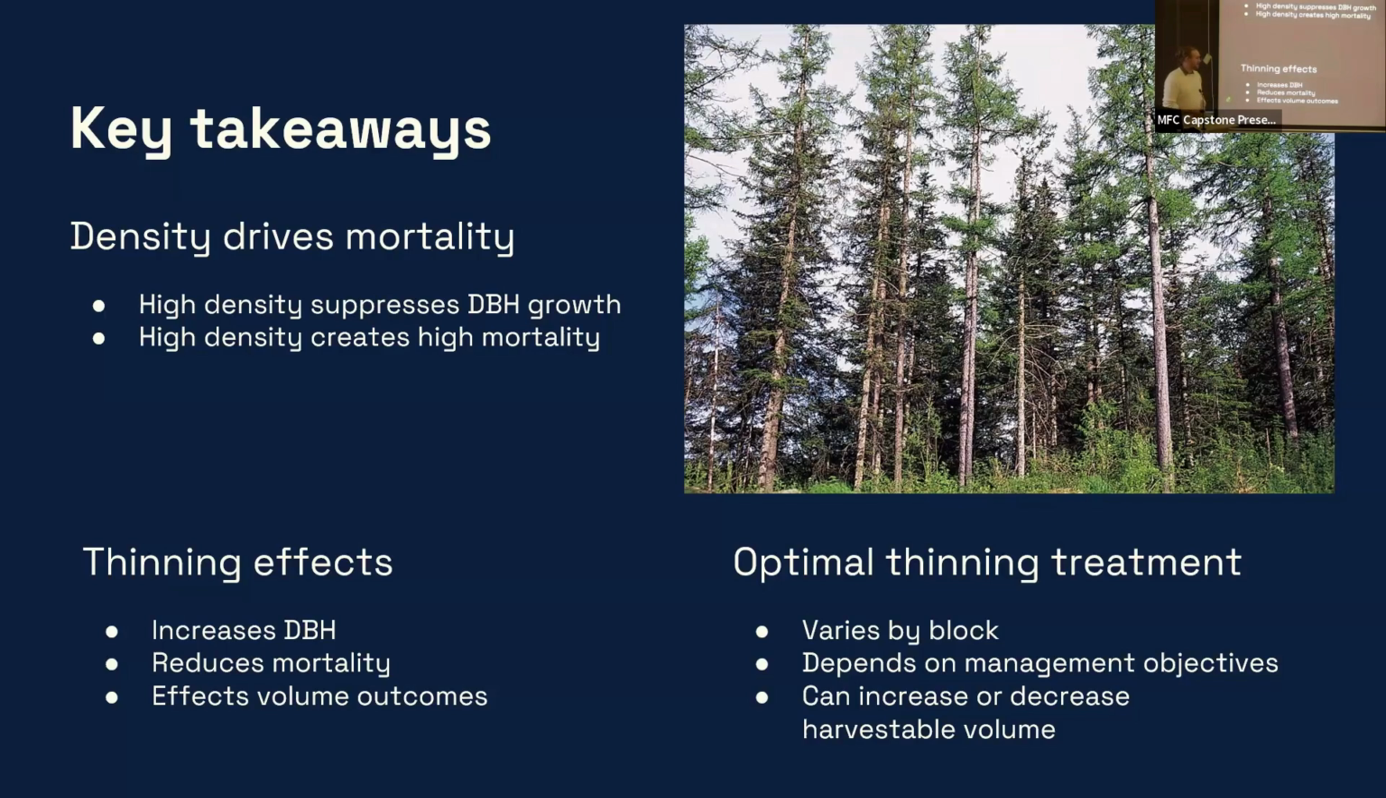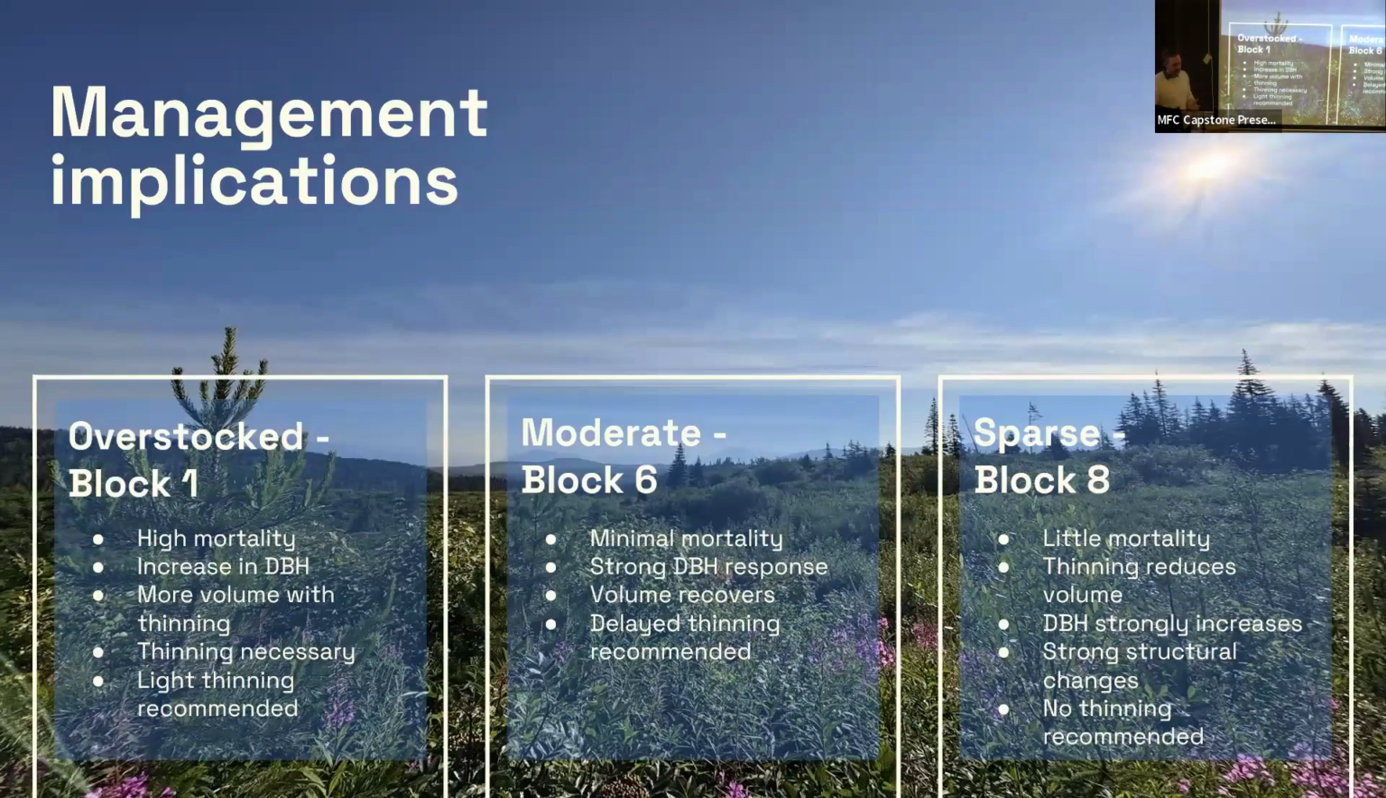When we look at optimal thinning treatments, it varies by block. As you can see, in block 1, thinning management will differ from block 8, a sparse block. Going into those specifically, block 1 had high mortality and also showed the increase in DBH and volume with thinning. So a light thinning would be recommended. It maintains the same amount of total standing volume, but also captures that volume that would have otherwise been lost due to self-thinning.